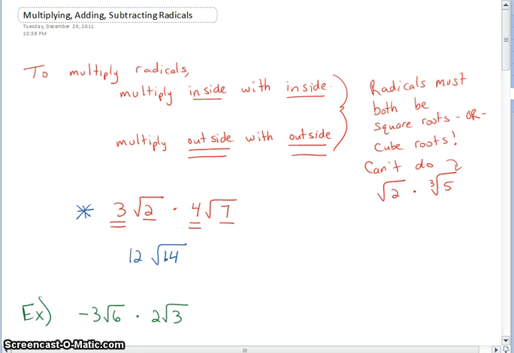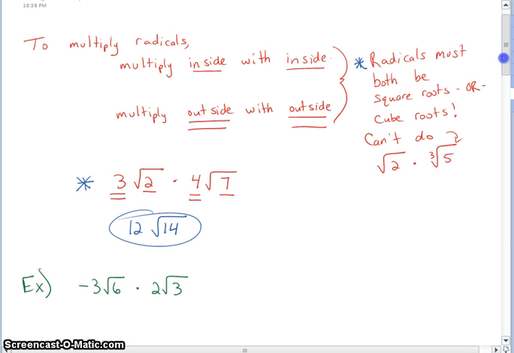So in this case, the square root of 14, I don't know the square root of 14, and I can't break it into something I do know. So this is as simple as it gets. A reminder about multiplying radicals. Radicals have to be the same in order to multiply them. So I have to multiply a square root with a square root, a cube root with a cube root. Can't multiply them if they're different.